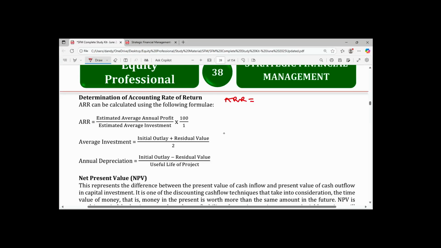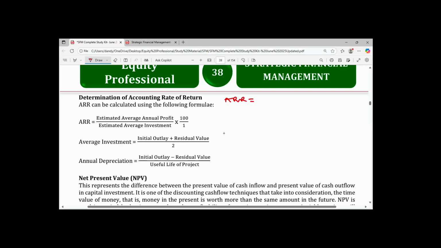All right, because like I said, in most cases, the examiner will surely give you cash flow, and you need to convert that cash flow to accounting profit. So with this, you need to first of all calculate annual depreciation. Once you have calculated annual depreciation, then you need to calculate average annual profit. When you calculate average annual profit, you proceed to calculating average investment. After average investment, then you calculate accounting rate of return. Okay, so that's what you need to do.